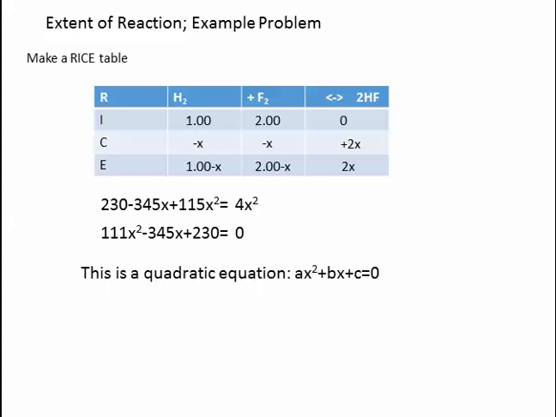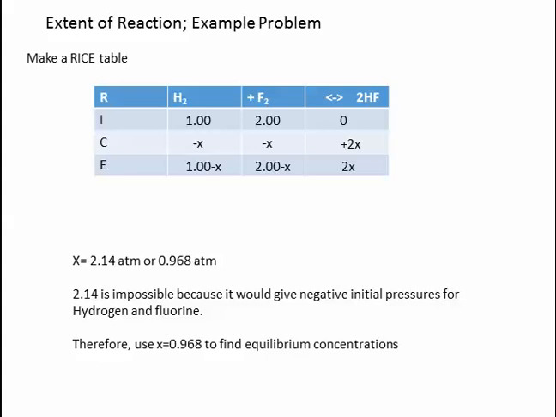And guess what? That is a quadratic equation. So you can use the quadratic equation to solve for x. You've been waiting all these years for a reason to use the quadratic equation, and here it is. So if you use the quadratic equation to solve for x, you get 2.14 atmospheres or 0.968 atmospheres. And 2.14 is impossible because it would give negative initial pressures for hydrogen and fluorine. So x must be 0.968.